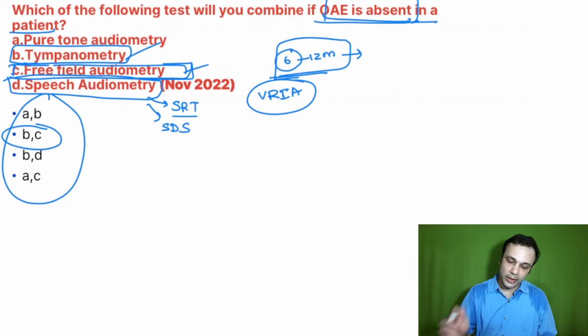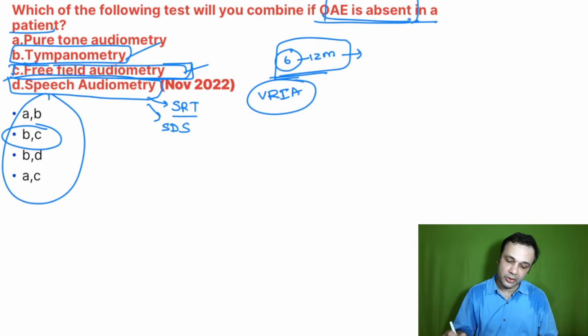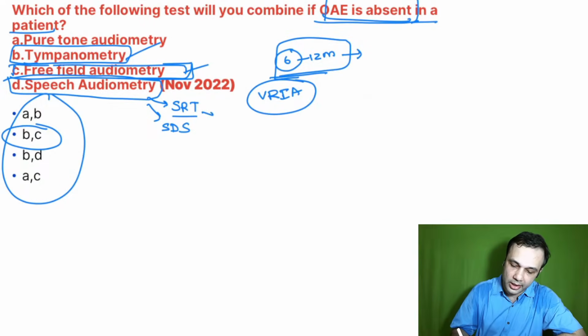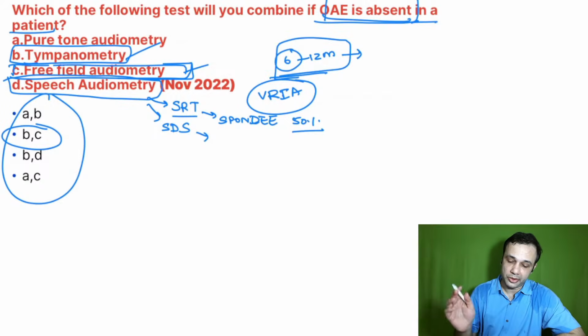right? So now let's discuss a little bit about speech audiometry. So what do you understand by SRT and speech discrimination score? You have spondee words being given to the patient. They have to answer at least 50% at a particular intensity. You find out the speech reception threshold. It has to be very close to the pure tone threshold, right?